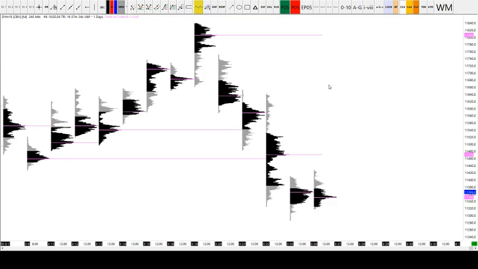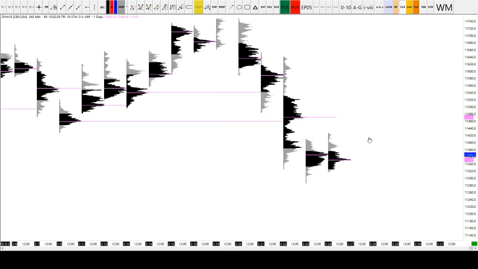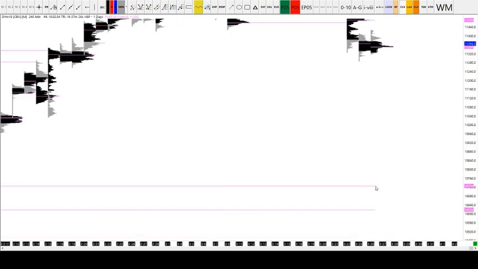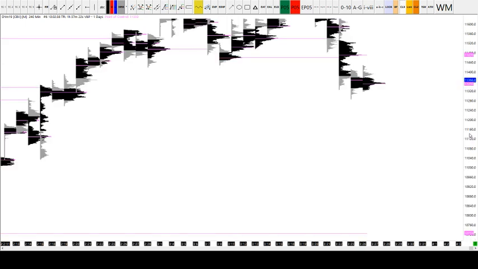And you can see that exposed point of control here at 470. We don't have any exposed points of control to the downside until we get way down here at 10,724. It's definitely not going to get there in a day unless something major happens.